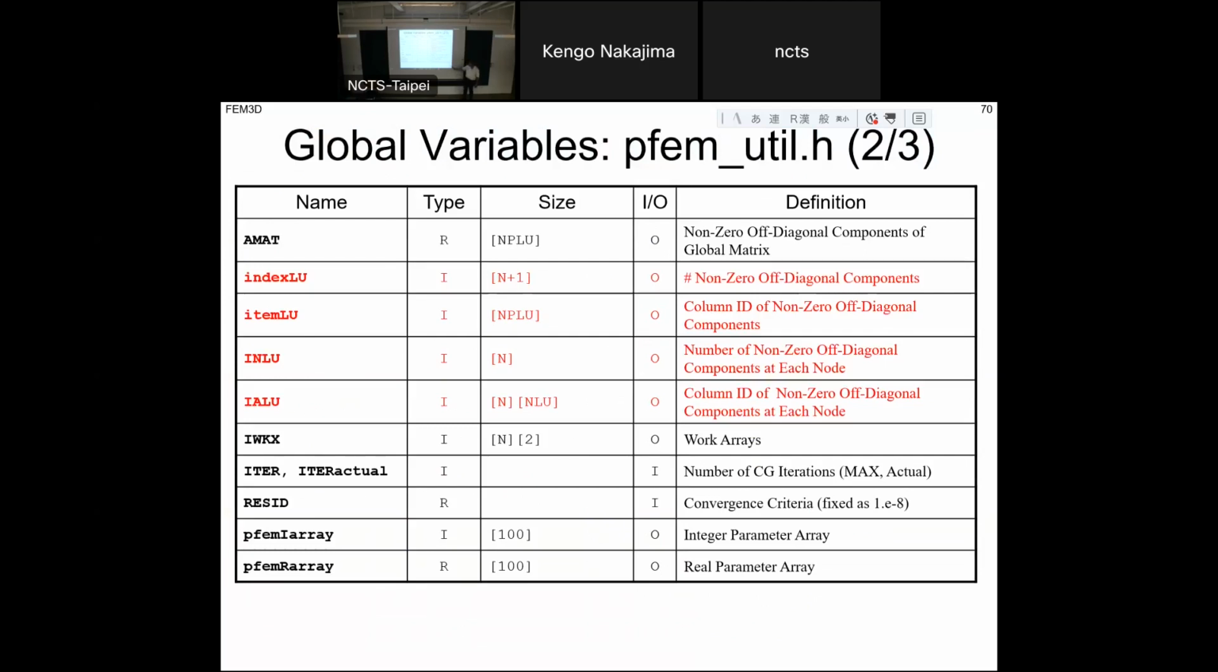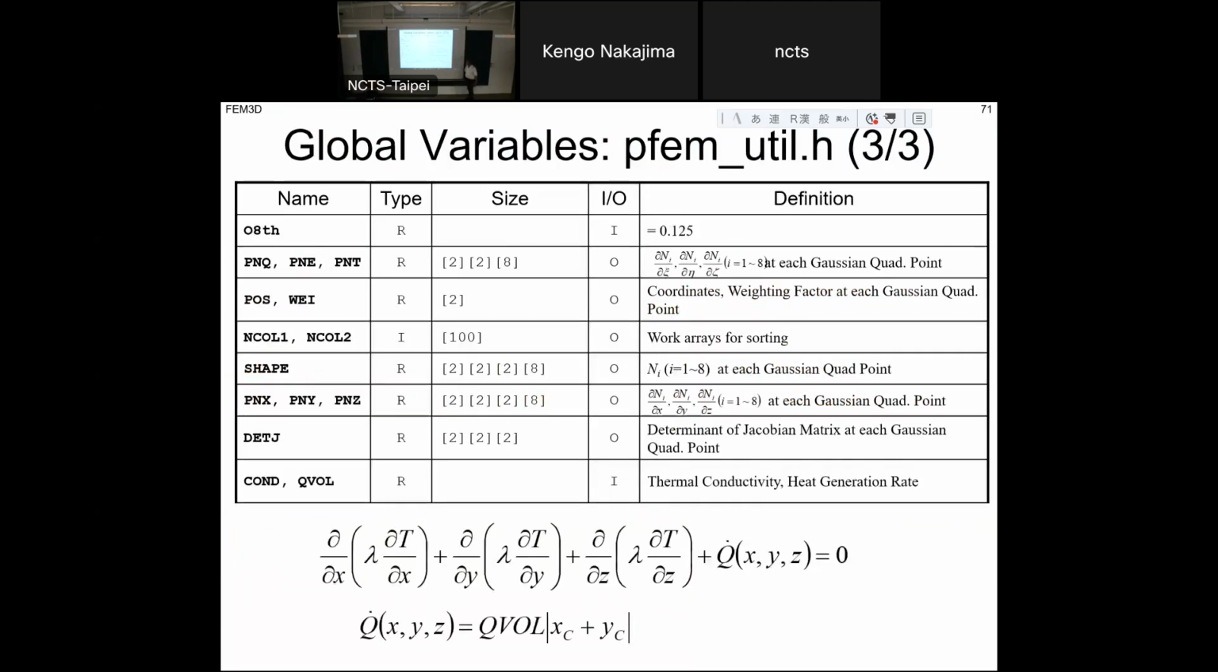So this one is work arrays, and these are the number of iterations and the convergence criteria. And this PFM-I array and the PFM-R array are parameter arrays for integer and real numbers. So real number is double precision here. Okay, so this is the last one, and this corresponds to the numerical integrations.